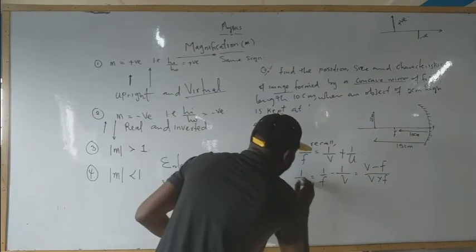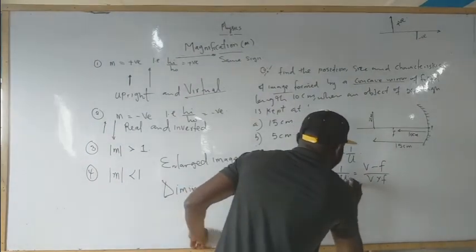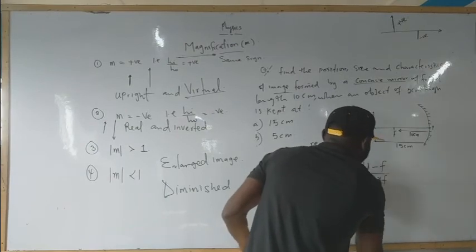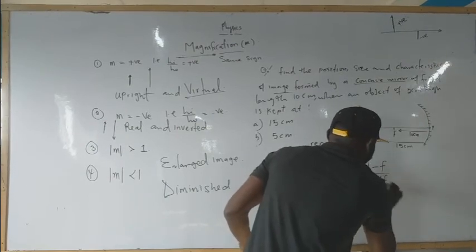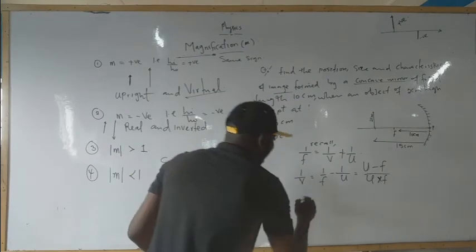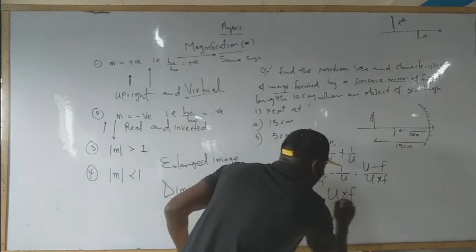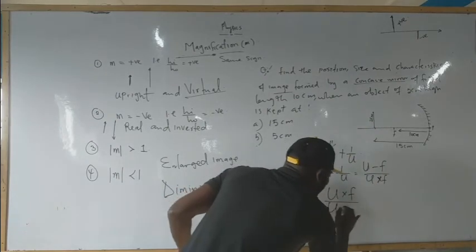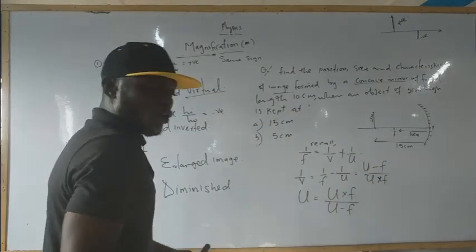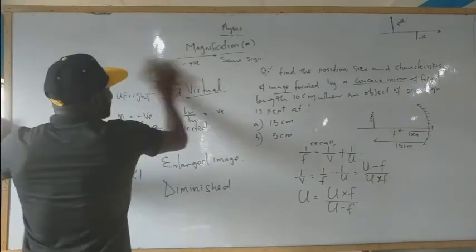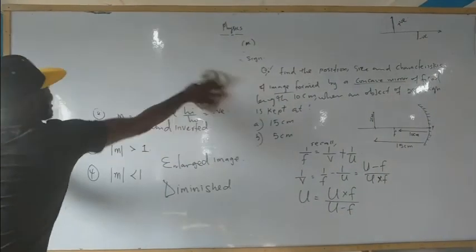Okay? This will be V. This will be U. That will be U times this, so this will be U times F. Okay? So from here we can have U equals U times F over U minus F.